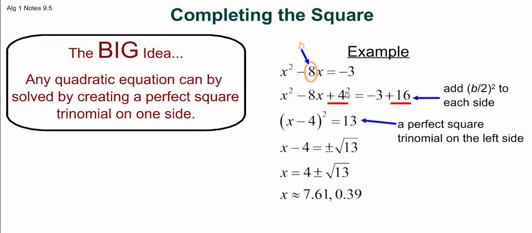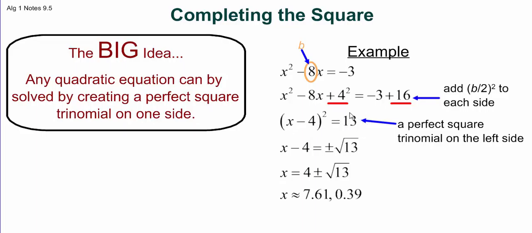Now you'll notice over here I wrote 4 squared. Over here I wrote 16. Those are the same things. I did this on purpose because what happens is we're creating a perfect square trinomial. x squared minus 8x plus 16 is the same as x minus 4 quantity squared.